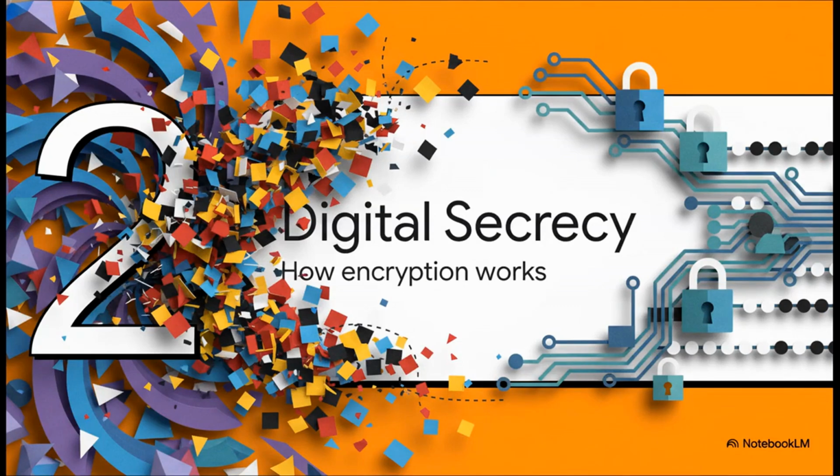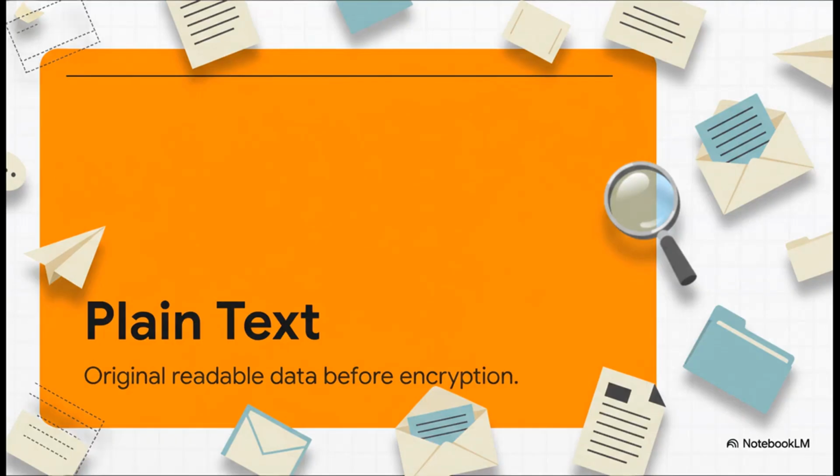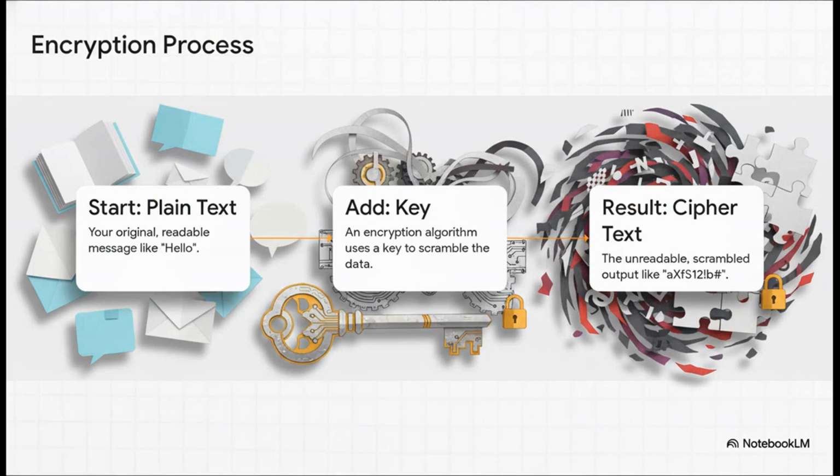So, how does this digital magic trick actually work? Well, it's a fascinating process, really. It turns clarity into chaos, and then back again, all with some pretty amazing mathematical precision. Let's break down exactly how it works. So everything kicks off with what we call plain text. This is your data in its original, totally understandable form. It's the email you just wrote, the document you saved. It's just data exactly as you see it. Anyone can read it.